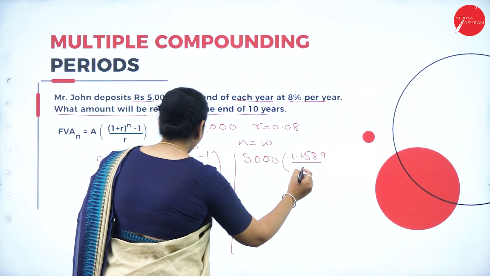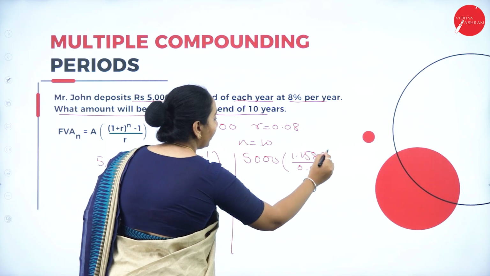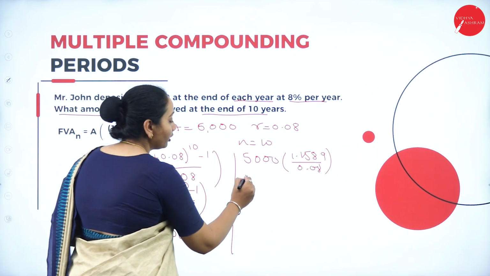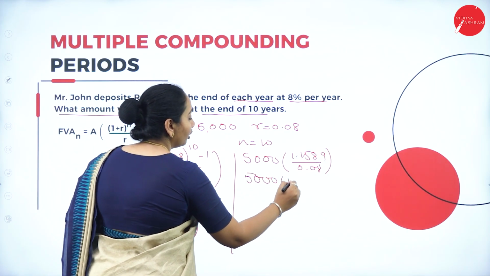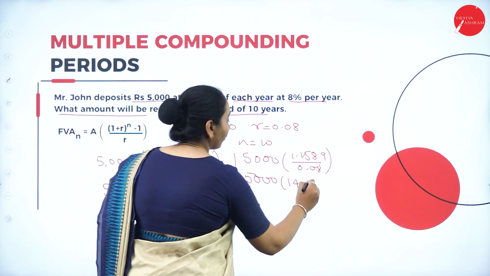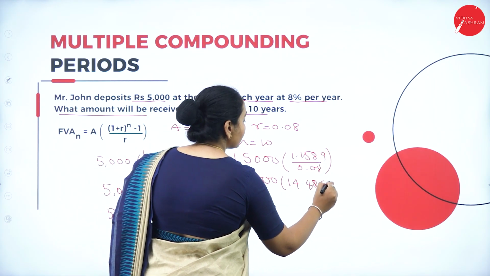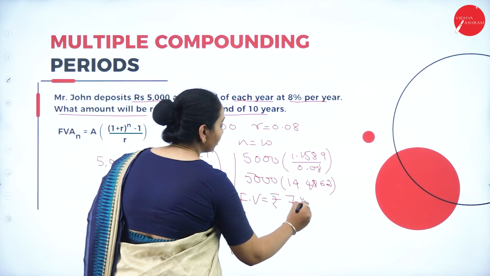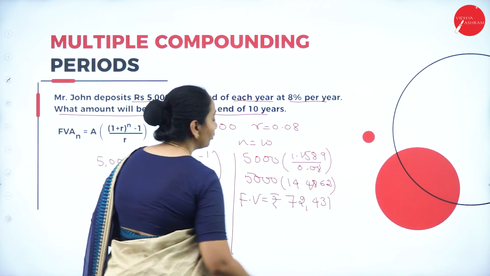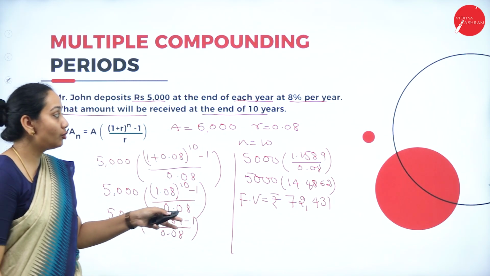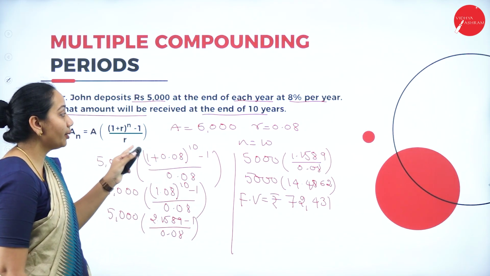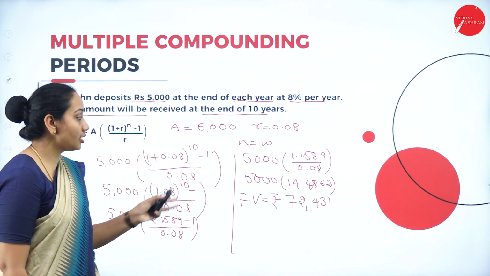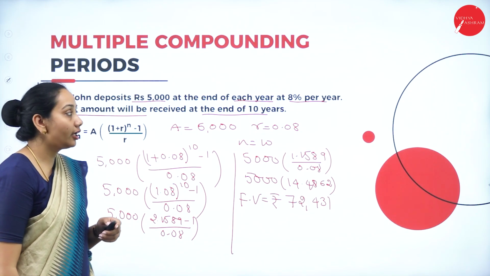So the next step, 5,000 into 2.1589 minus 1, that is 1.1589, divided by 0.08. So 1.1589 divided by 0.08 will get 14.486, so 5,000 into 14.486. The future value will be rupees 72,431. 72,431 is the future value, if the person has deposited 5,000 rupees for a period of 10 years. So this is how you calculate the future value in case of annuity.